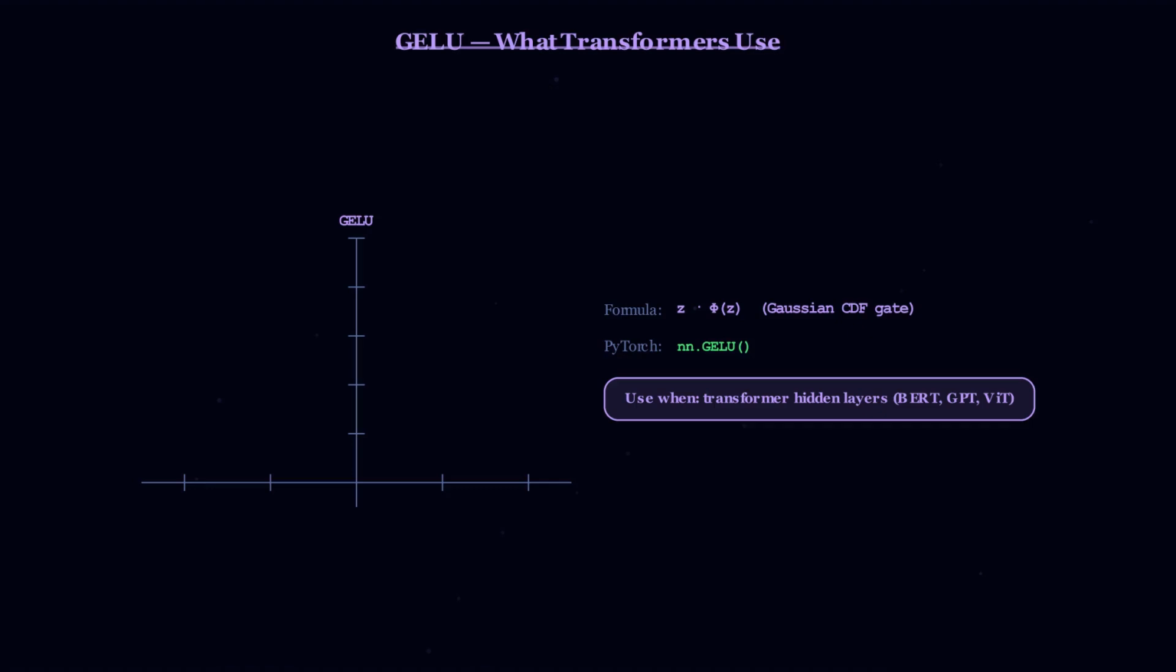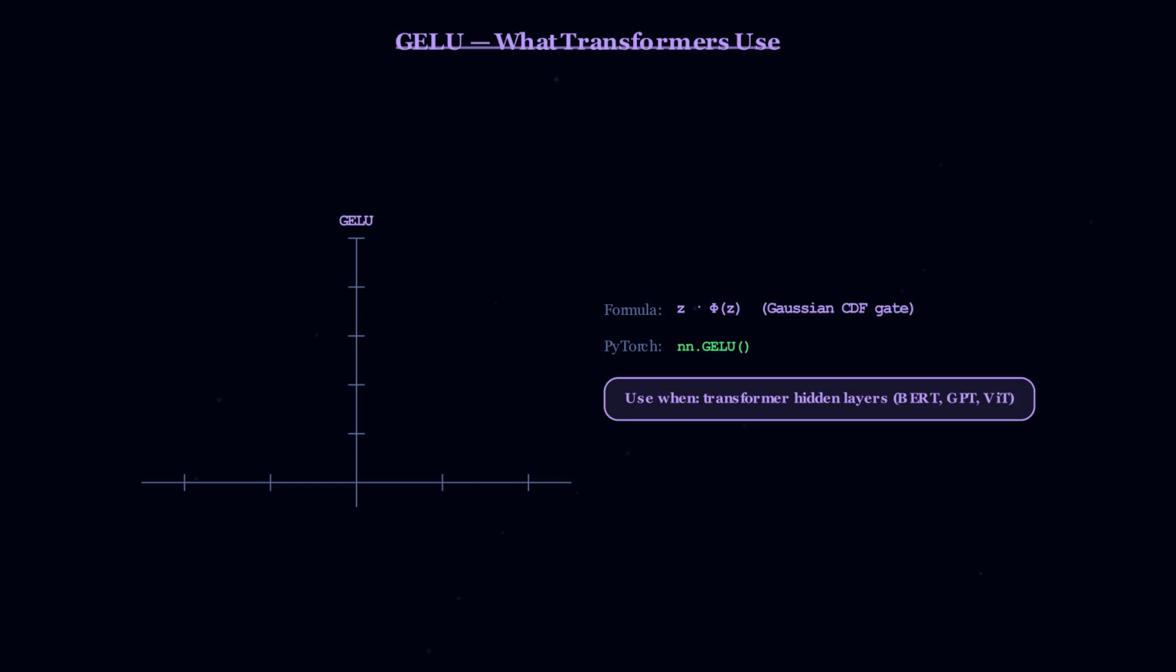GELU, Gaussian error linear unit. What BERT, GPT, and most transformers use. Formula: z times phi of z, where phi is the cumulative distribution function of the standard normal. Intuitively, it gates the input by the probability that a standard normal random variable is less than z. PyTorch: nn.GELU.